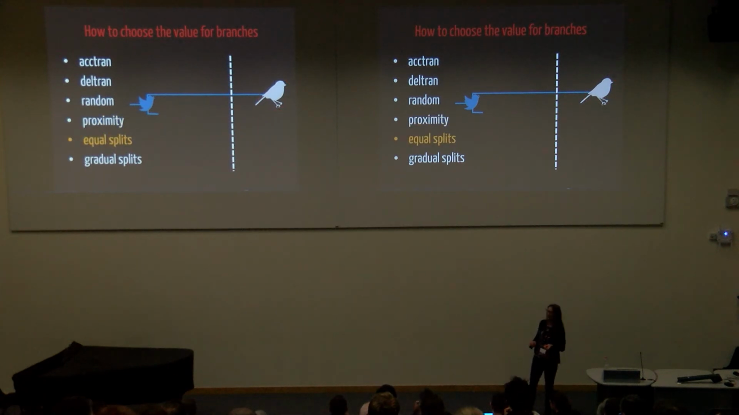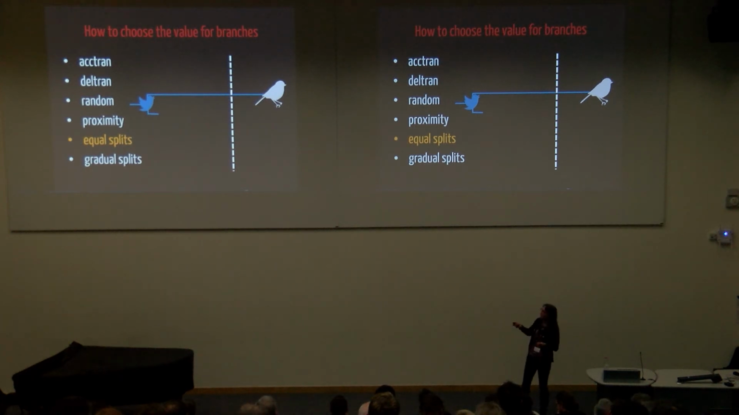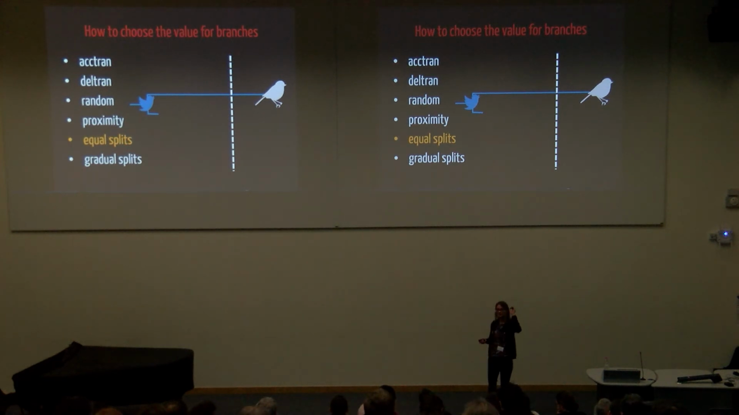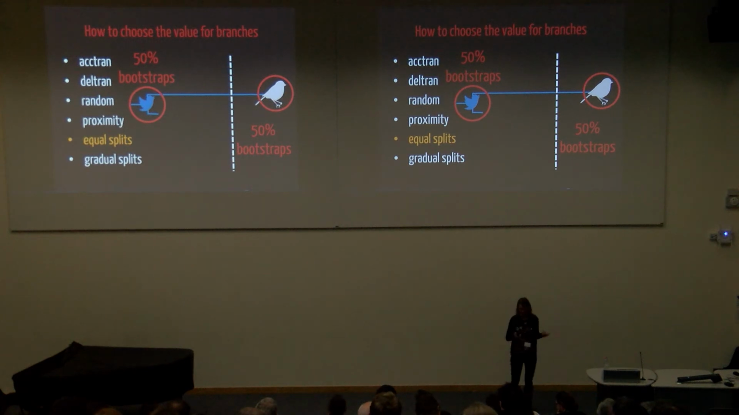These other two methods, on the other hand, are gradual change models. Instead of choosing just one value for the branch, they take a distribution of values based on where the slice occurs. The distribution of values can be taken during the bootstrapping. In the equal splits method, for example, in 50% of the bootstraps you select the value for the ancestor, and in 50% of the bootstraps you select the value for the descendant.